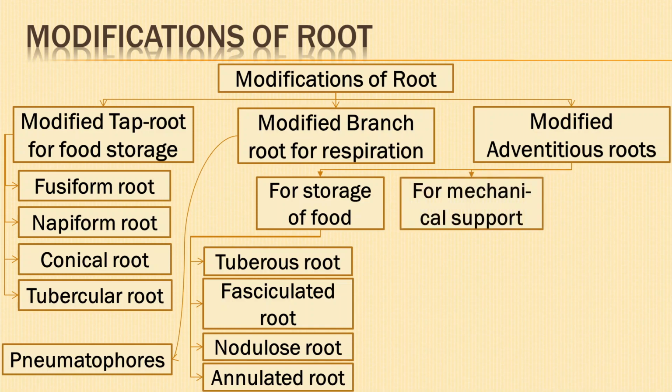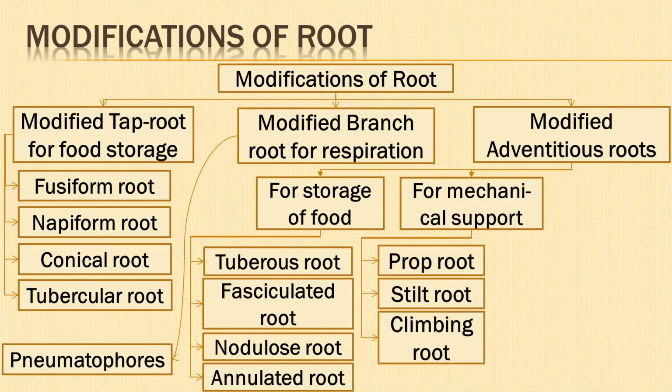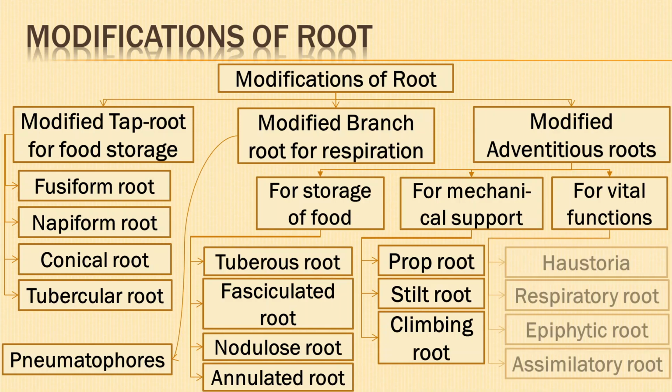Modified adventitious roots for mechanical support. They may be prop root or stilt root. They may also be climbing roots or clinging roots. Modified adventitious roots for vital functions. The plants may have haustoria, respiratory floating roots, epiphytic roots, or assimilatory roots. We shall study about them one by one.